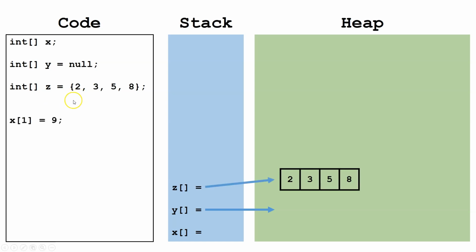Let's look at what happens when we try to access these variables. Here, we're trying to reach into the variable that x is pointing at and change index 1 to 9. This will cause a compile time error because our Java compiler knows that x isn't even pointing at anything.